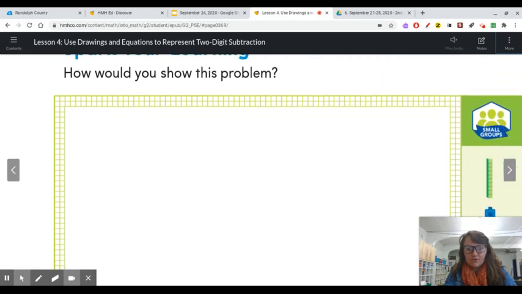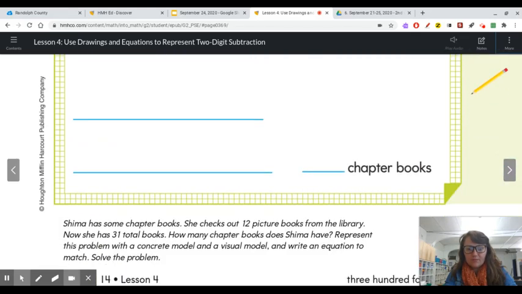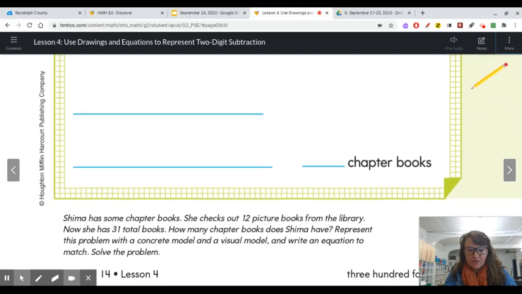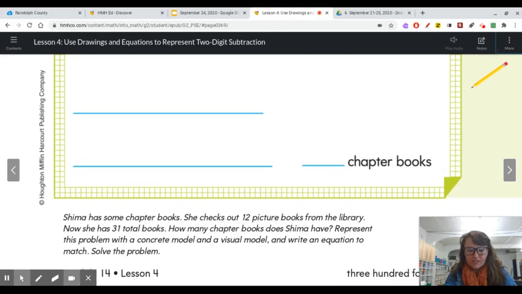So how would you show this problem? Okay, so our problem says Shima has some chapter books. She checks out 12 picture books from the library. Now she has 31 total books. How many chapter books does Shima have? Represent this problem with a concrete model and a visual model and write an equation to match. Solve the problem. Okay, so it says a concrete model and a visual model.